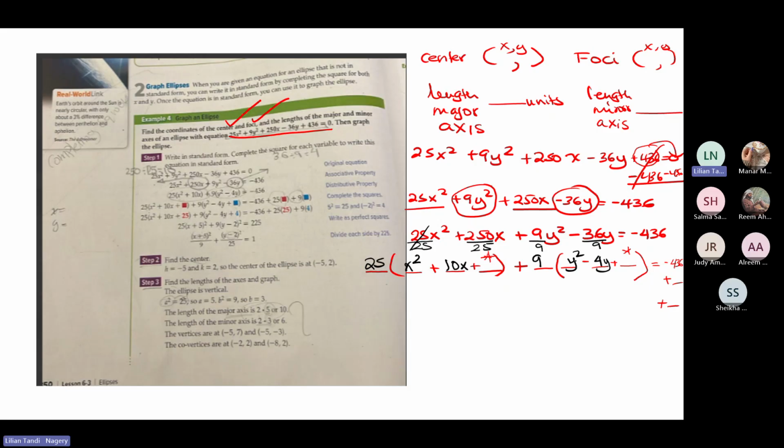Any questions? Remind me of the rule I taught you today to get this. What's the rule? B over 2 squared. Very good. B divided by 2, squared. Who is our B? 10. What is 10 divided by 2? 5. And what is 5 squared? 25. That's how you got this number.